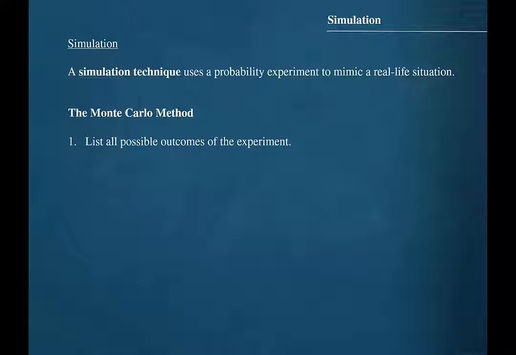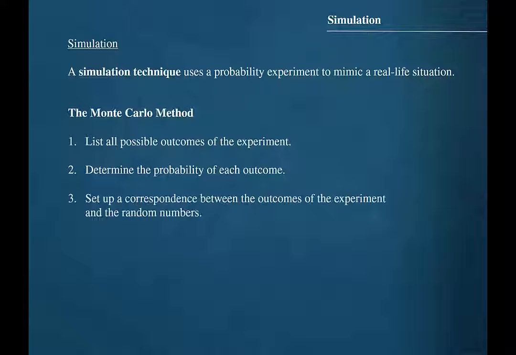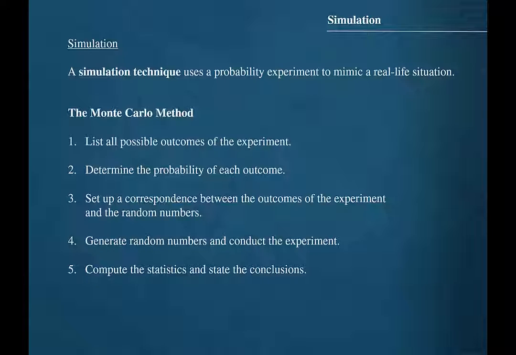Step 1 is to list all possible outcomes of the experiment. Step 2 is to determine the probability of each outcome. Step 3 is to set up a correspondence between the outcome of the experiment and the random numbers. Step 4 is to generate random numbers and conduct the experiment. Step 5 is to compute the statistics and state the conclusions.